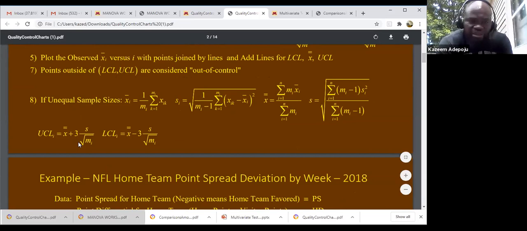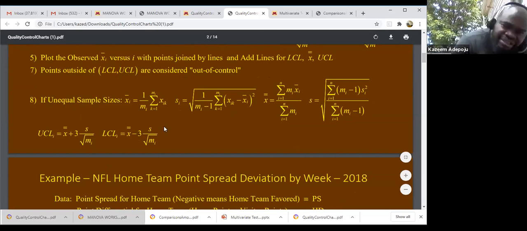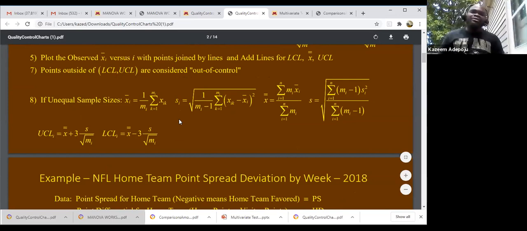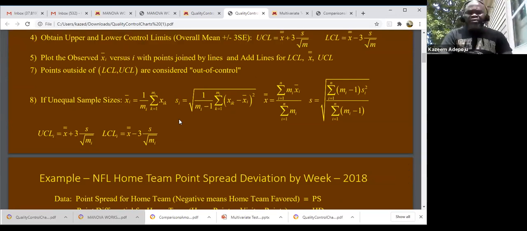Okay, and this is what you're going to use for the upper control limit, and this is what you're going to use to find the lower control limit. Like I said, any point that is outside the lower control limit and the upper control limit will be regarded as out of control.